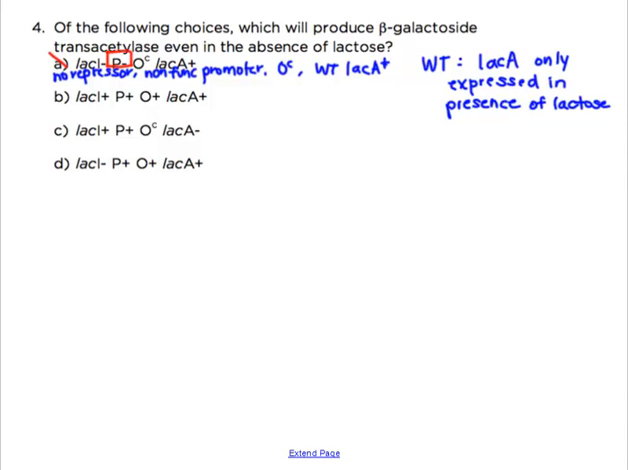Okay. B has a normal repressor, functional promoter, functional operator, and a wild type LAC-A. So this is what a normal LAC operon looks like. You have wild type repressor protein that can make repressor that will sense the levels of lactose in the cell. You have a normal promoter, so RNA polymerase can recognize the operon and start transcribing. You have a normal operator, which will bind the repressor, and you have a functional structural gene.